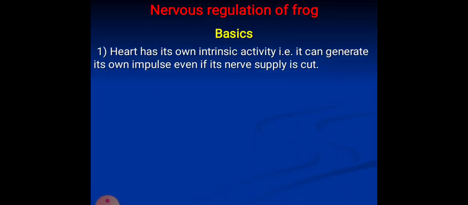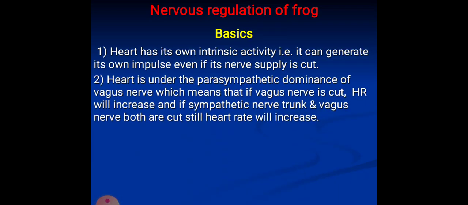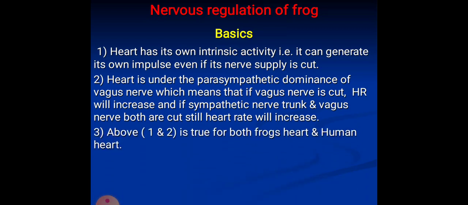So what are the basics? The heart has its own intrinsic activity, that is, it can generate its own impulse even if its nerve supply is cut. The heart is under the parasympathetic dominance of the vagus nerve, which means if we cut the vagus nerve, the heart rate will increase, and if the sympathetic nerve trunk as well as the vagus nerve trunk are both cut, the heart rate will still increase. Why? Because it is always suppressed by the parasympathetic system. The above two statements are true for both the frog's heart as well as the human heart.